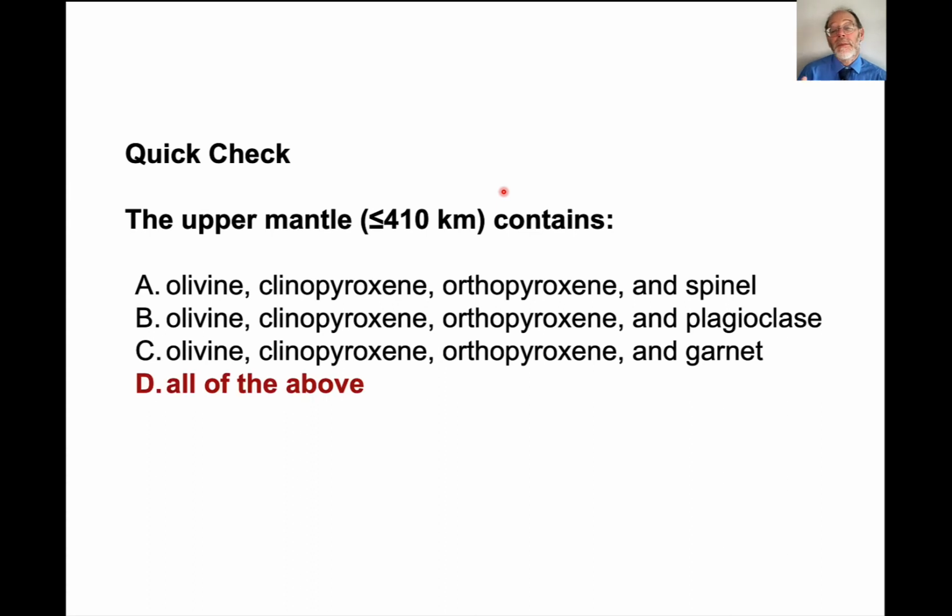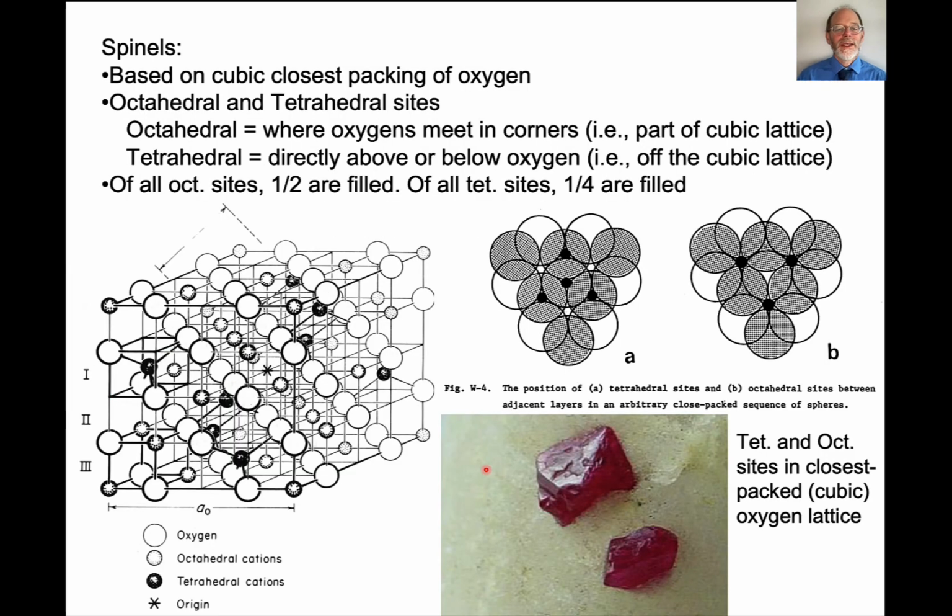And the answer is all of the above. It kind of depends on where you are in the upper mantle. Some areas are going to have spinels, some are going to have plagioclase, and some are going to have garnet. We've talked about garnet already. I'm going to defer talking about plagioclase structure to another lecture, but I'd like to talk about spinel structure.